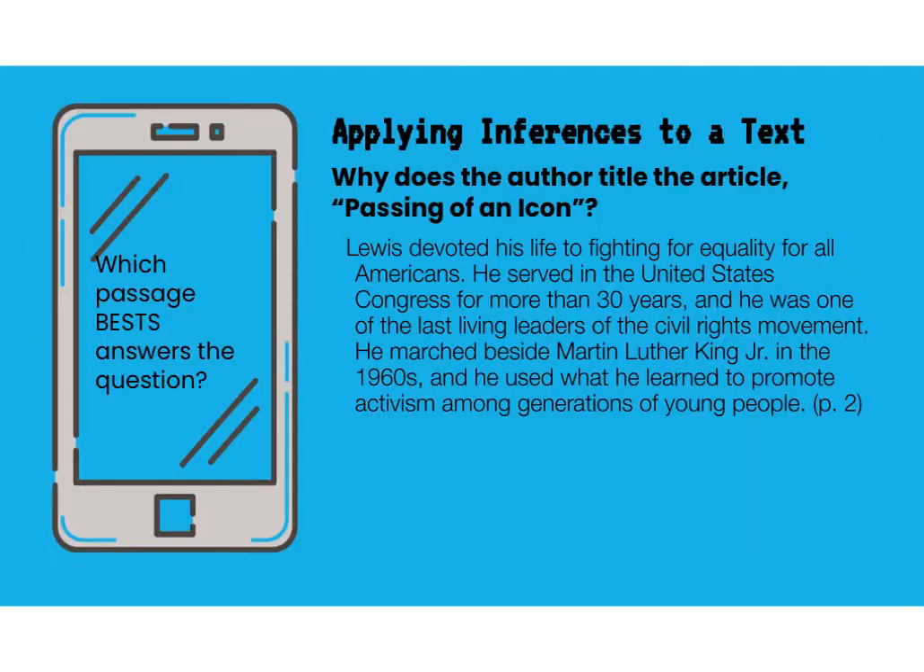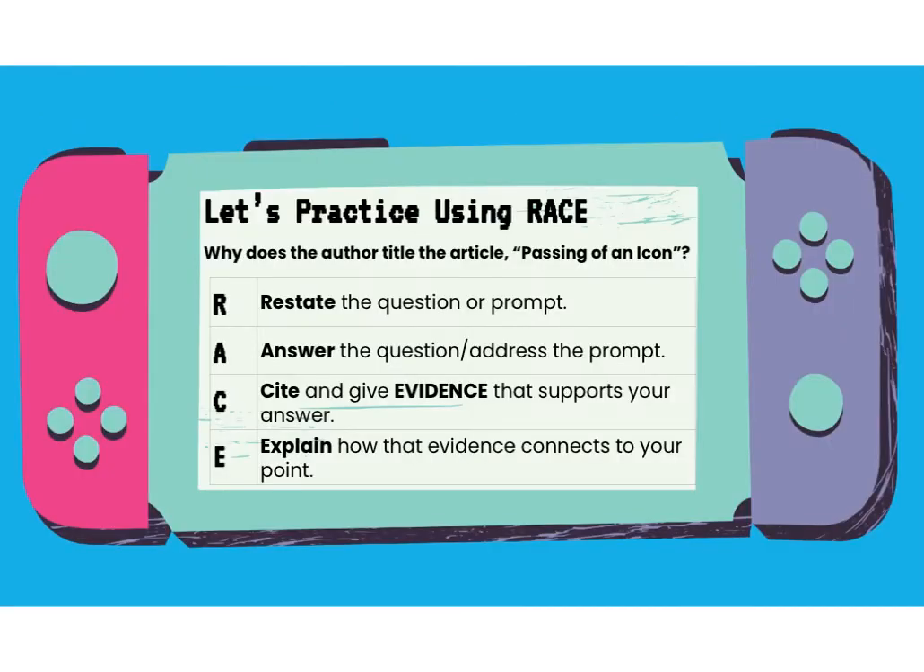That's what's critical. Okay, so when we asked the question, why does the author title the article Passing of an Icon, and we selected that this was the best answer from paragraph 2, now we want to see how we can use that to answer the question using the RACE strategy. So we're going to start by restating, then we're going to answer the question, then we're going to cite evidence. In this case, the evidence is going to be from paragraph 2, that whole thing, and then we're going to explain how it connects to our point.